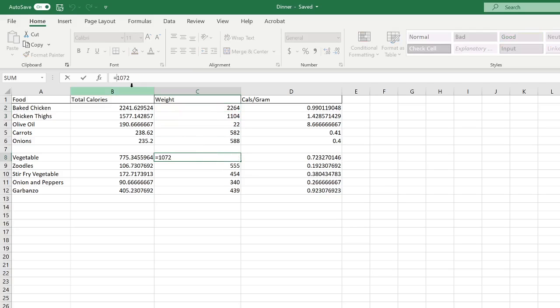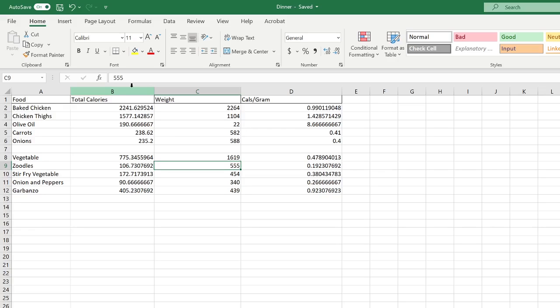And then I'll just do the same for my vegetable dish. That came out to 2,691 grams of the meal plus the pot, which means that I would have about 1,619 grams worth of vegetable dish in there.